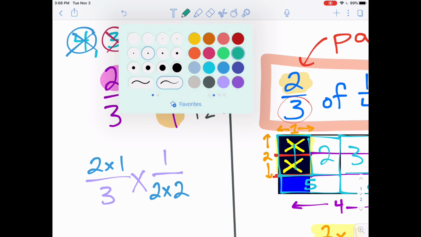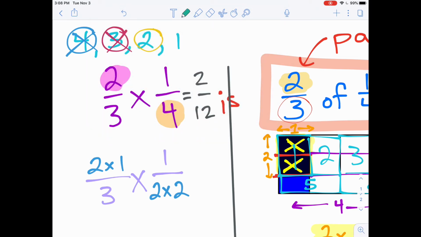Now I'm going to cross out. I'm going to get rid of the same number on the top and the bottom, the same factor. I see a 2 on the top. I'm going to cross it out. And I see a 2 on the bottom. I'm going to cross it out. At this point, I now have a 1, a 1, a 2, and a 3 left.